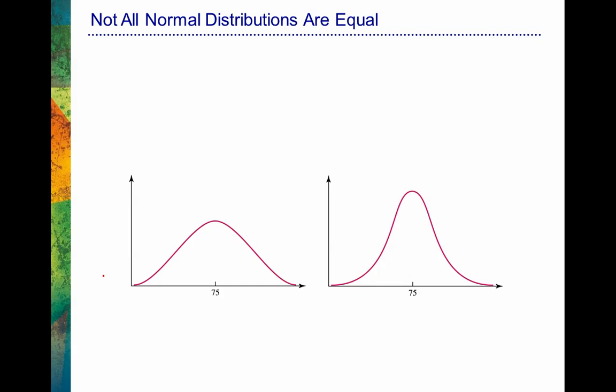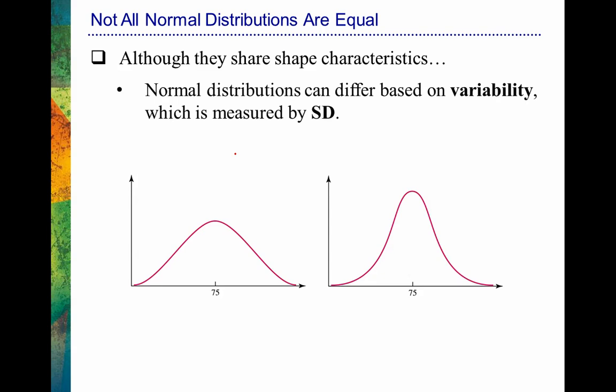Let's get a little bit more information going here. Not all normal distributions are equal. For example, here you have 2 examples of normal distributions, but clearly they're not the same. Although they're sharing the shape characteristics that we talked about, they're both forming bells, and they both are unimodal, they have different variability. And variability is measured by the standard deviation.